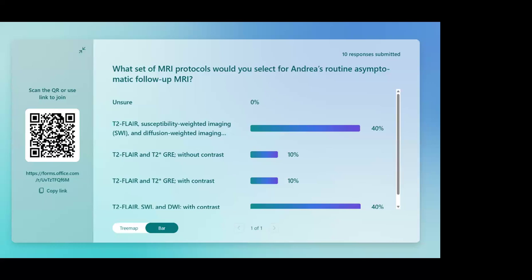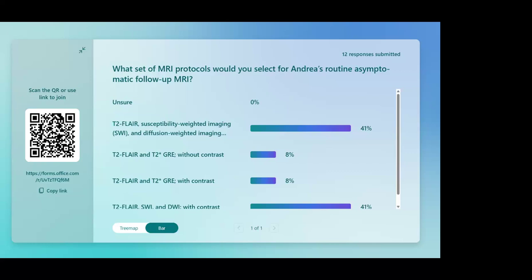Nobody's unsure yet, so everybody's pretty sure. Well, actually, 40% answer correctly, and 60%... well, now it's changing. Anyways, I think we have a representation now. So, yeah, it's actually, in fact, the last choice. You should have a T2 FLAIR, SWI, and you should also have a DWI with contrast.